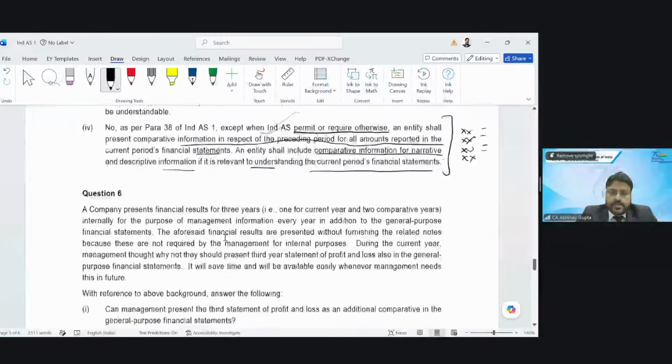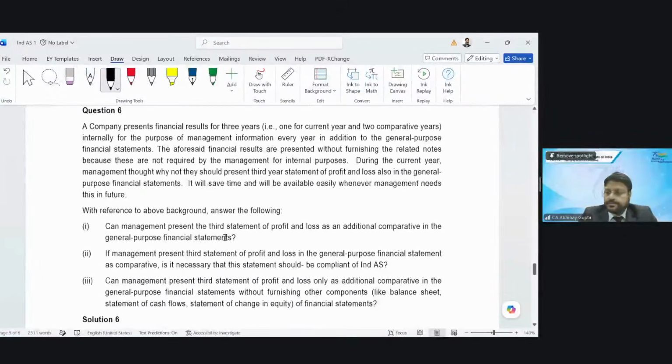Okay, so let's proceed to question 6 now. A company presents financial results for 3 years. That is one for the current year and two for the comparative years. So you tell me whether, although the requirement is to present the current year and the comparative year, the company still wants to present 3 years, can they do so? Yes. If the company wants to present for 3 years, they can do so.